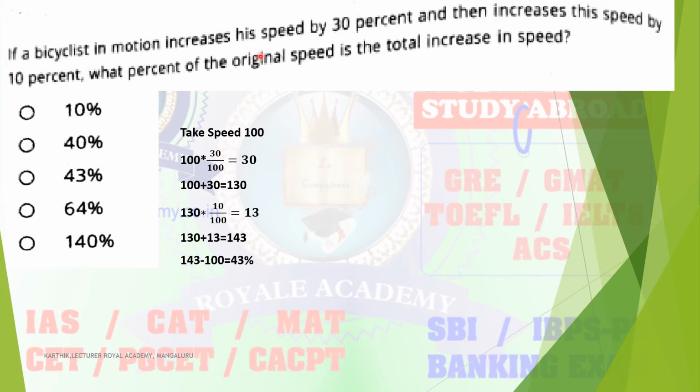Here they are asking the same thing: how much percentage is the increase in speed? That is 43%. I hope all of you understood. Initially you take 100 as the initial speed, then 30% of 100 is 30. Add it to the original speed: 100 plus 30 is 130. 10% of 130 is 13, so 130 plus 13 is 143. Subtract the initial speed from 143 and you get the increase. So which option is correct? Option C, the third option, is correct.